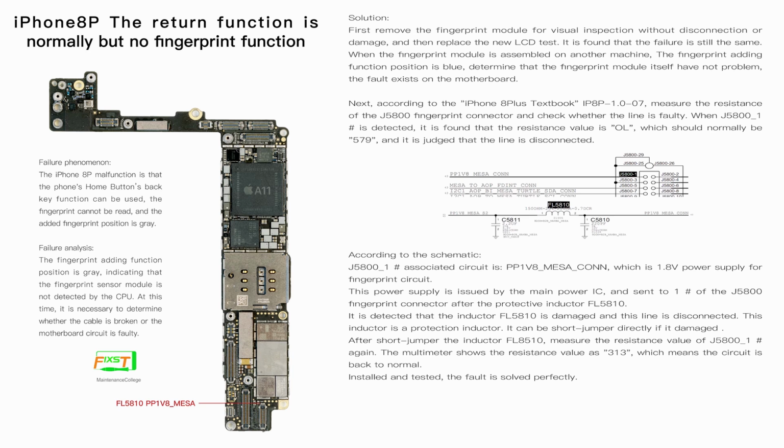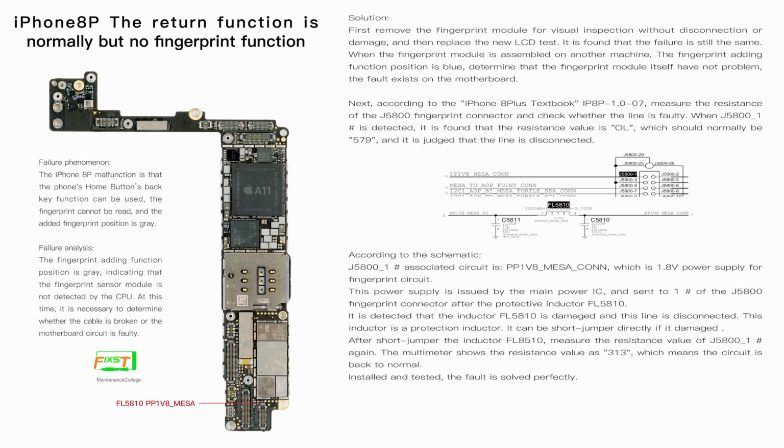It means that the fingerprint sensor has not been detected by the CPU. So at this time, it's necessary to determine whether the cable is broken or the motherboard circuit has some problem. First, we remove the fingerprint module and look in great detail, and we have not found any damage or disconnection. So we replace the LCD to test. We found that the problem is still there. And when we remove the fingerprint module and install it on another mobile phone and add a fingerprint, the position is blue. It means that the fingerprint module has no problem. The problem is in the motherboard.